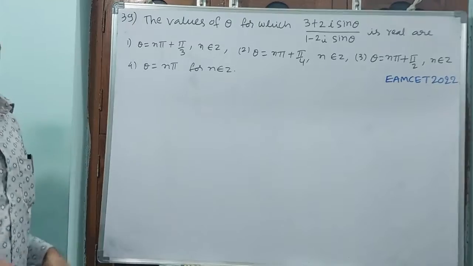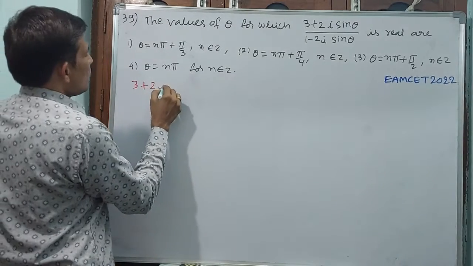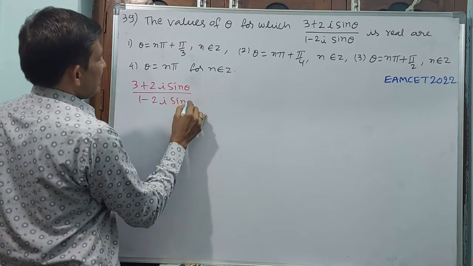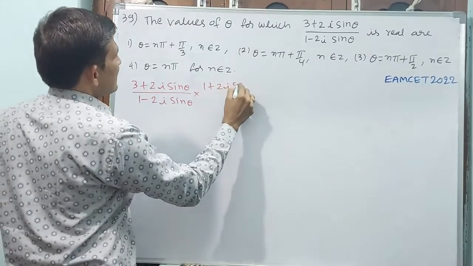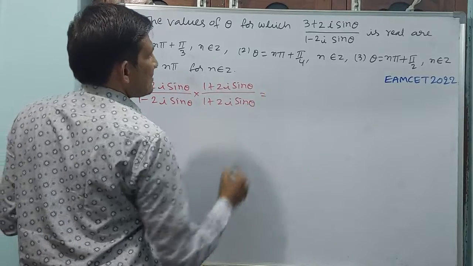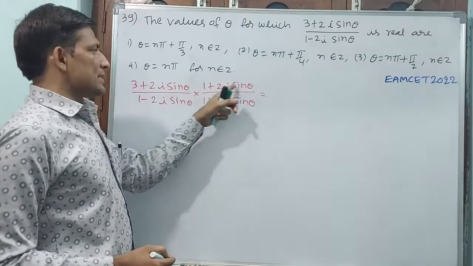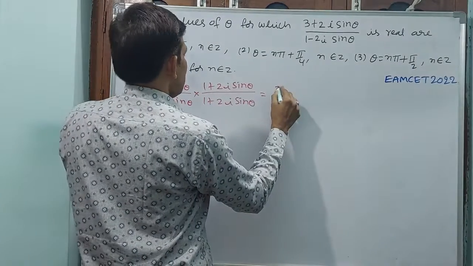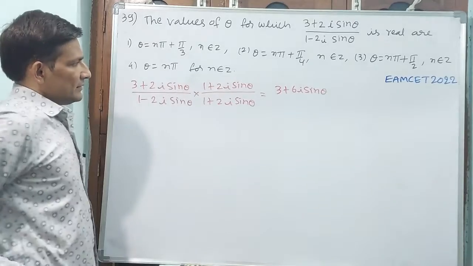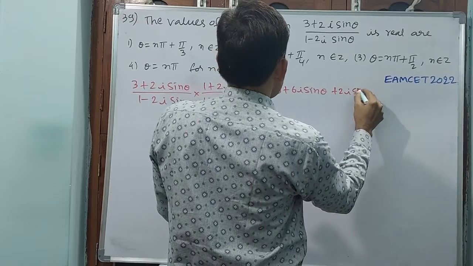First, let us find one complex number. Directly I am rationalizing. (3 plus 2i sin theta) divided by (1 minus 2i sin theta) into (1 plus 2i sin theta) by (1 plus 2i sin theta). Multiply. With 3 you do for both, then with 2i sin theta also you do both. See what I am doing. 3 means 3 plus 6i sin theta, 3 over 3, 6. Now with 2i you do 2i sin theta 1 time, plus 2i sin theta 1 time.